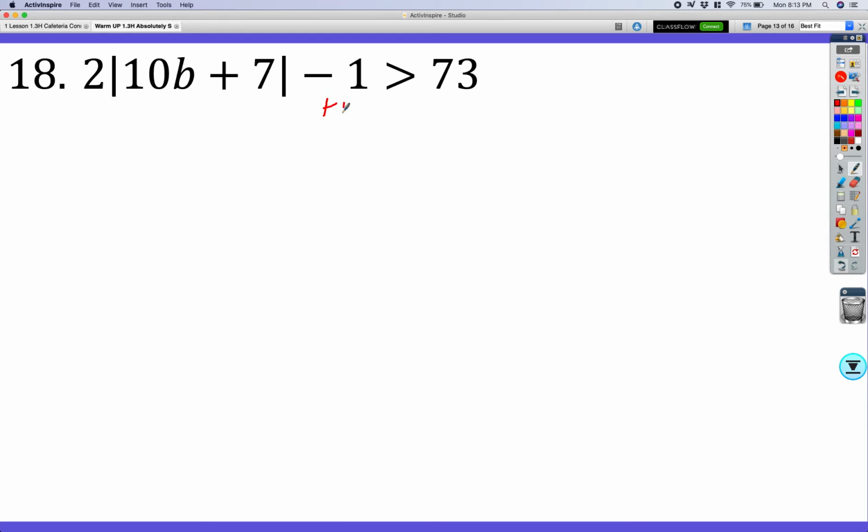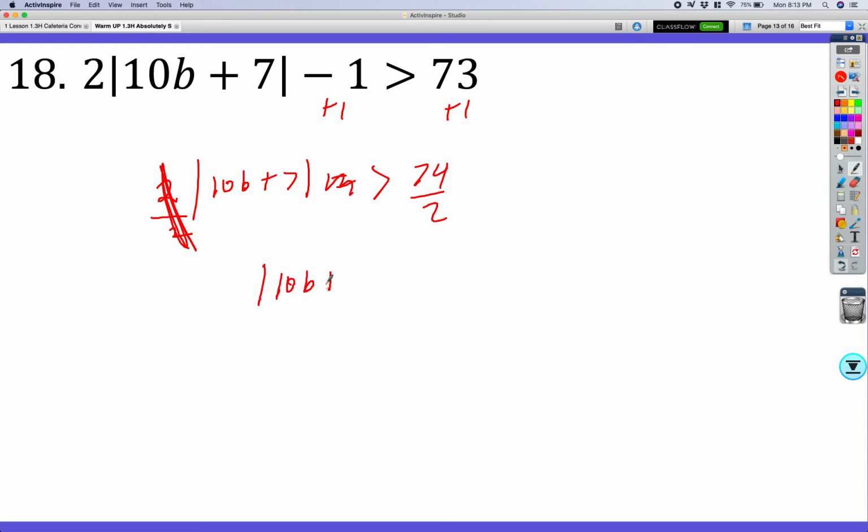All right, so now let's go ahead and look at a little different one. Add 1 to get 2 times the absolute value of 10b plus 7 is greater than 74. When I divide both sides by 2, this will give me 37. The absolute value of 10b plus 7 is greater than 37. So I got the absolute value all by itself, so you're just going to break that out into two equations to get 10b plus 7 is greater than 37. And then you're going to have 10b plus 7 is less than negative 37.